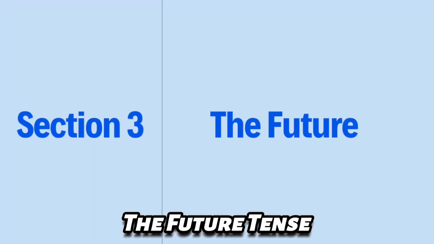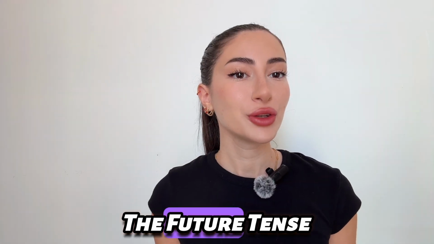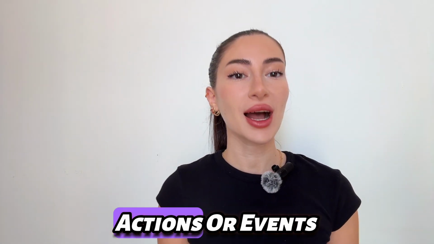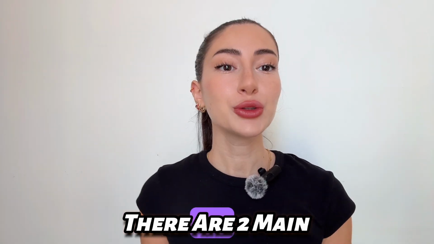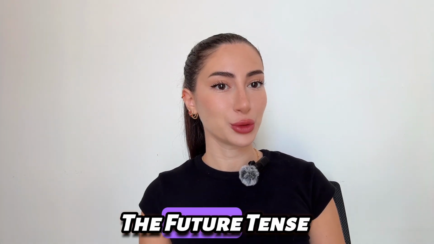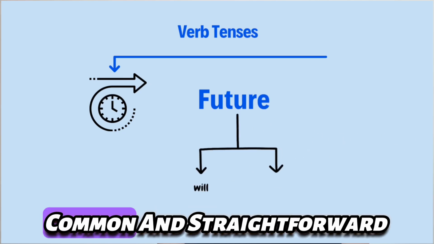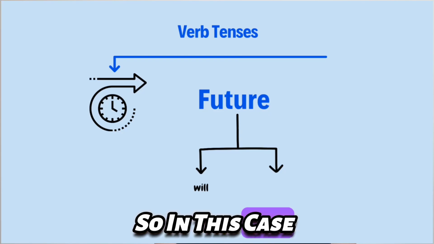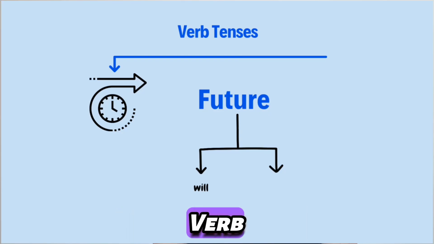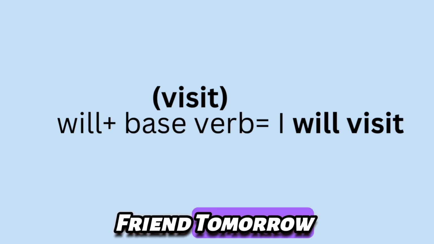Section 3, the future tense. So what is the future tense? The future tense is used to describe actions or events that will happen after now. There are two main ways to form the future tense. Using will, which is the most common and straightforward way. So in this case, you will add will before the base verb. For example, I will visit my friend tomorrow.